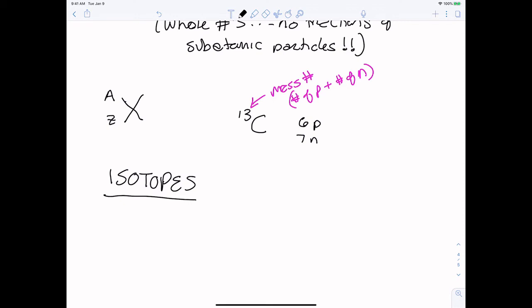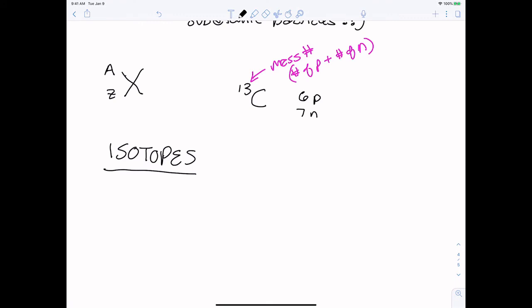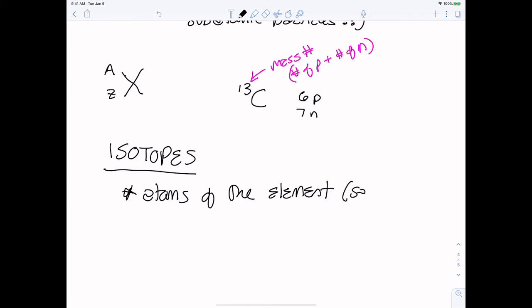Right? This was the part of Dalton's theory that isn't correct today. And isotopes are atoms of the same element. So if they're atoms of the same element, what's the same about those atoms? What do they have in common? Yeah, they have the same number of protons, right? Remember, if you change the number of protons, you change what it is. So if you have atoms of the same element, they have to have the same number of protons. Otherwise, they would not be atoms of the same element. They would be atoms of different elements.